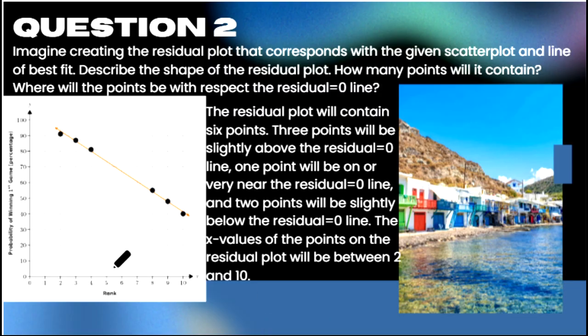The residual plot will contain 6 points because this scatter plot has 6 points. 3 points will be slightly above the residual equals 0 line. We have 1, 2, and probably this one, 3. 1 point will be on or very near the residual equals 0 line, which is this one. And 2 points will be slightly below the residual equals 0 line, this one and this one. The x values of the points on the residual plot will be between 2 and 10.